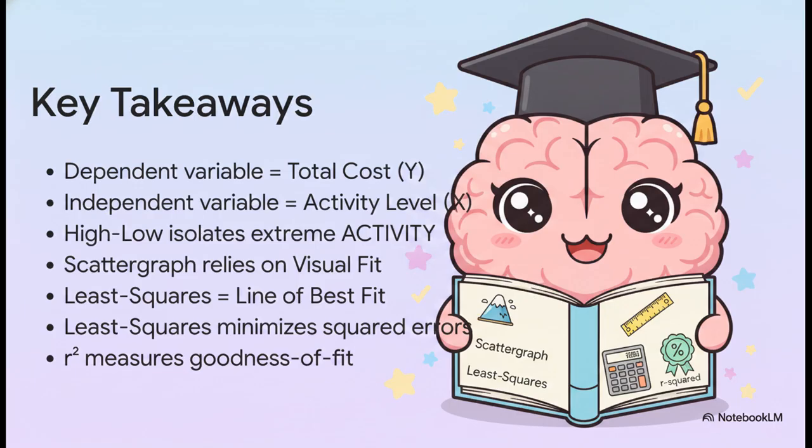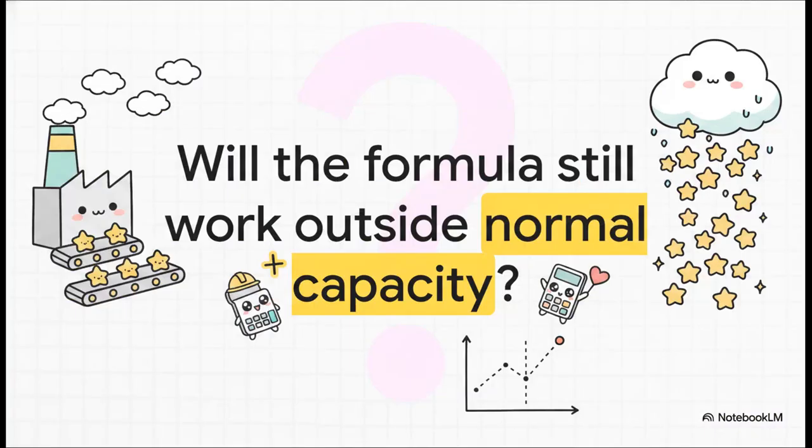The high-low method always pulls data based on activity extremes, never cost extremes. The Scattergraph relies on human visual fit, while Least-Squares calculates the ultimate line of best fit by minimizing the sum of squared errors. And finally, R squared, the coefficient of determination, is your ultimate measure of goodness of fit. Definitely revisit this mental checklist whenever you're doing your practice drills. Okay, you are now totally equipped to crush the cost estimation problems on the MAS exam.